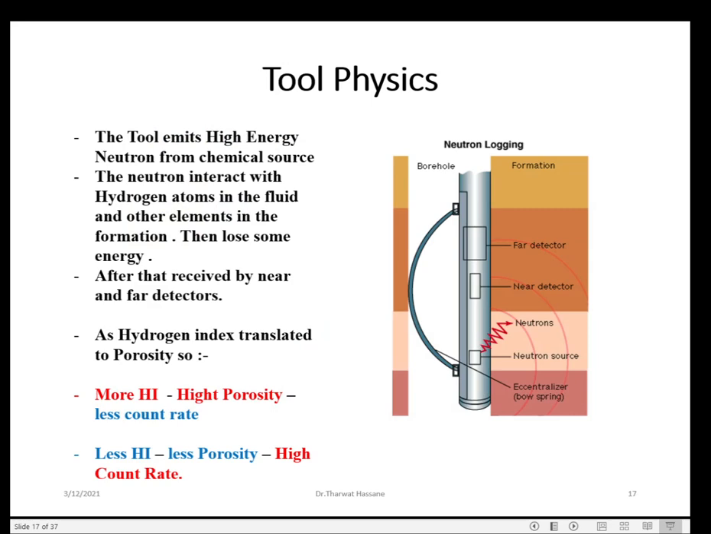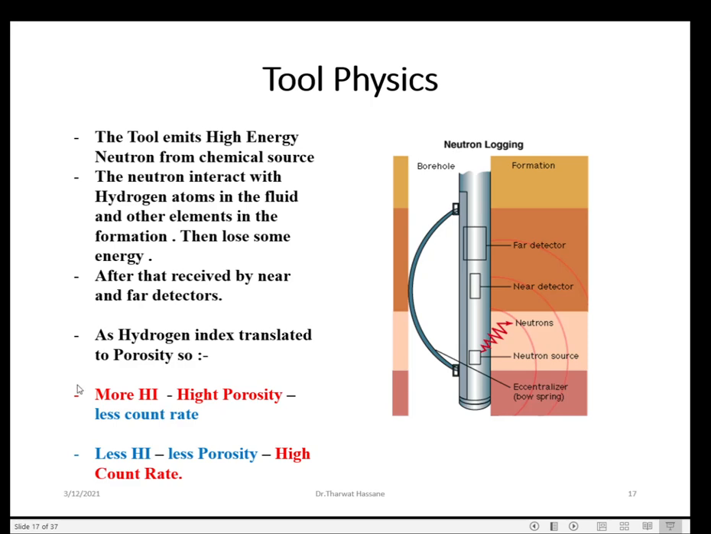So again, it's very easy. This slide summarizes what will be happening. This is the source of neutron interaction from the chemical source. It will be emitted from here and interact with the formation. In this case, it will interact with the hydrogen in the formation, and after that come back to the near and far detector to be detected.